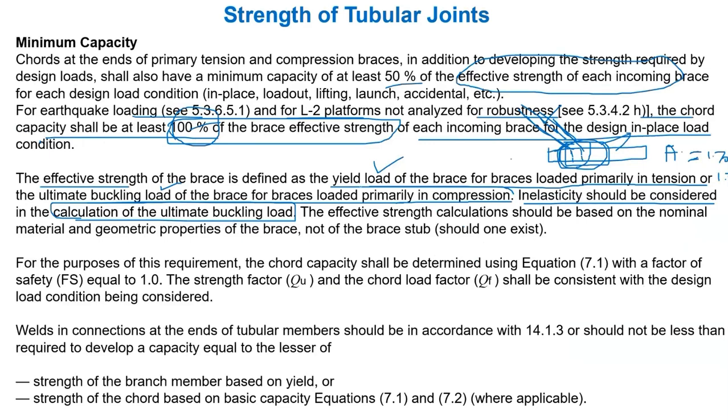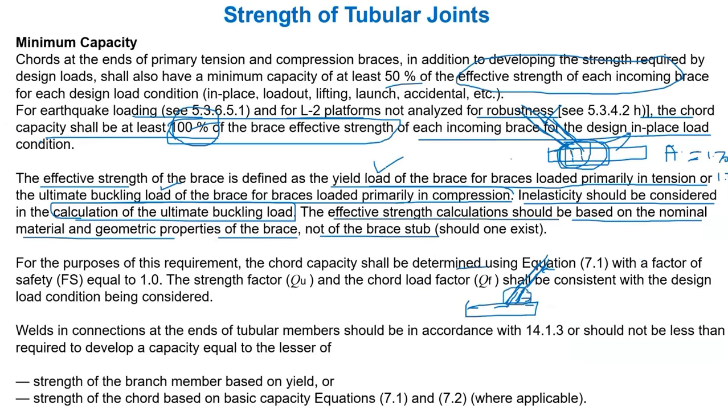In buckling load, we can say that the member's extreme fibers can go to the yield value and so on. The effective strength calculations should be based on the nominal material and geometrical properties of the brace, not of the brace stub. One thing I want to tell: this is the chord member, and we have the brace member like this. Sometimes at the end of the brace we will have a somewhat thicker brace, and at other locations a thinner brace. So this is the nominal tubular thickness, and this is the stub member.